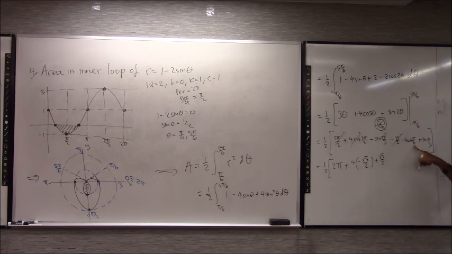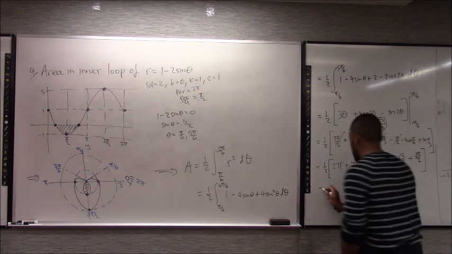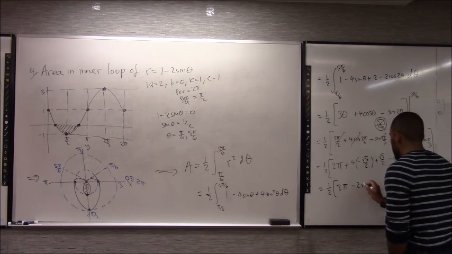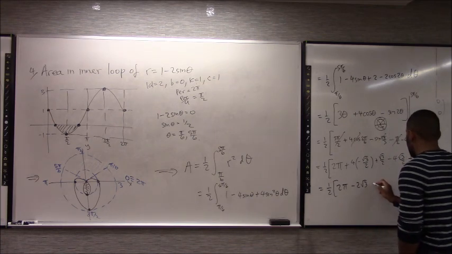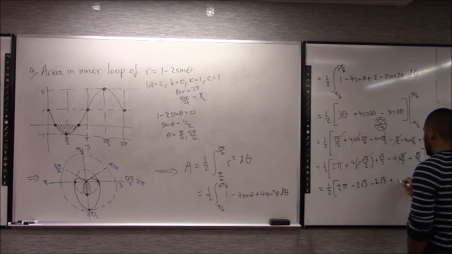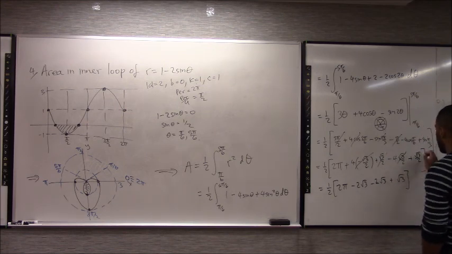Cosine of pi over 6 is root 3 over 2. We have a negative root 3 over 2. And sine of pi over 3 is root 3 over 2. What do we have here? 3 pi minus 2 root 3 over 2. So minus root 3. Yeah, so this is minus 2 radical 3 minus 2 radical 3 plus radical 3 by adding these together.